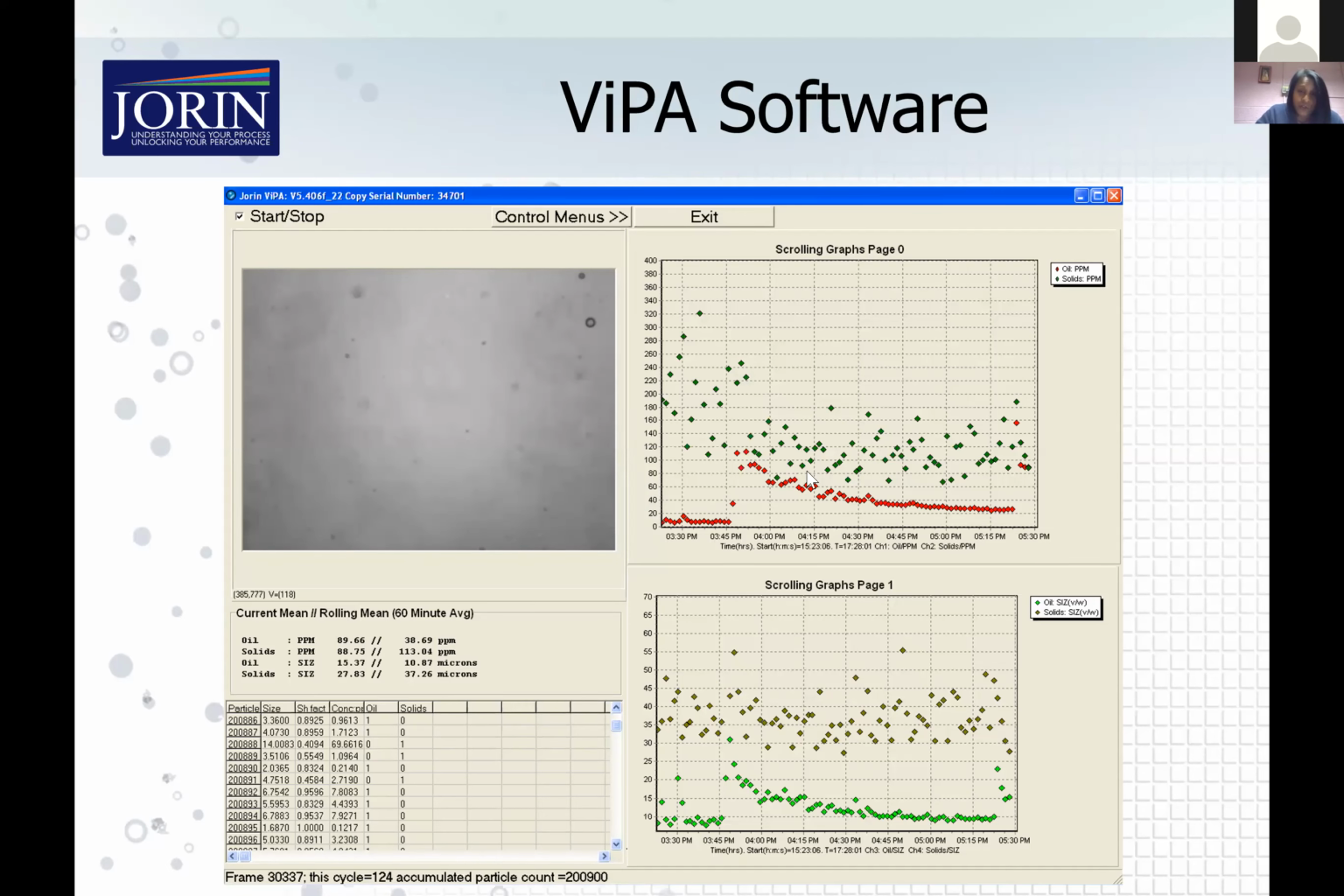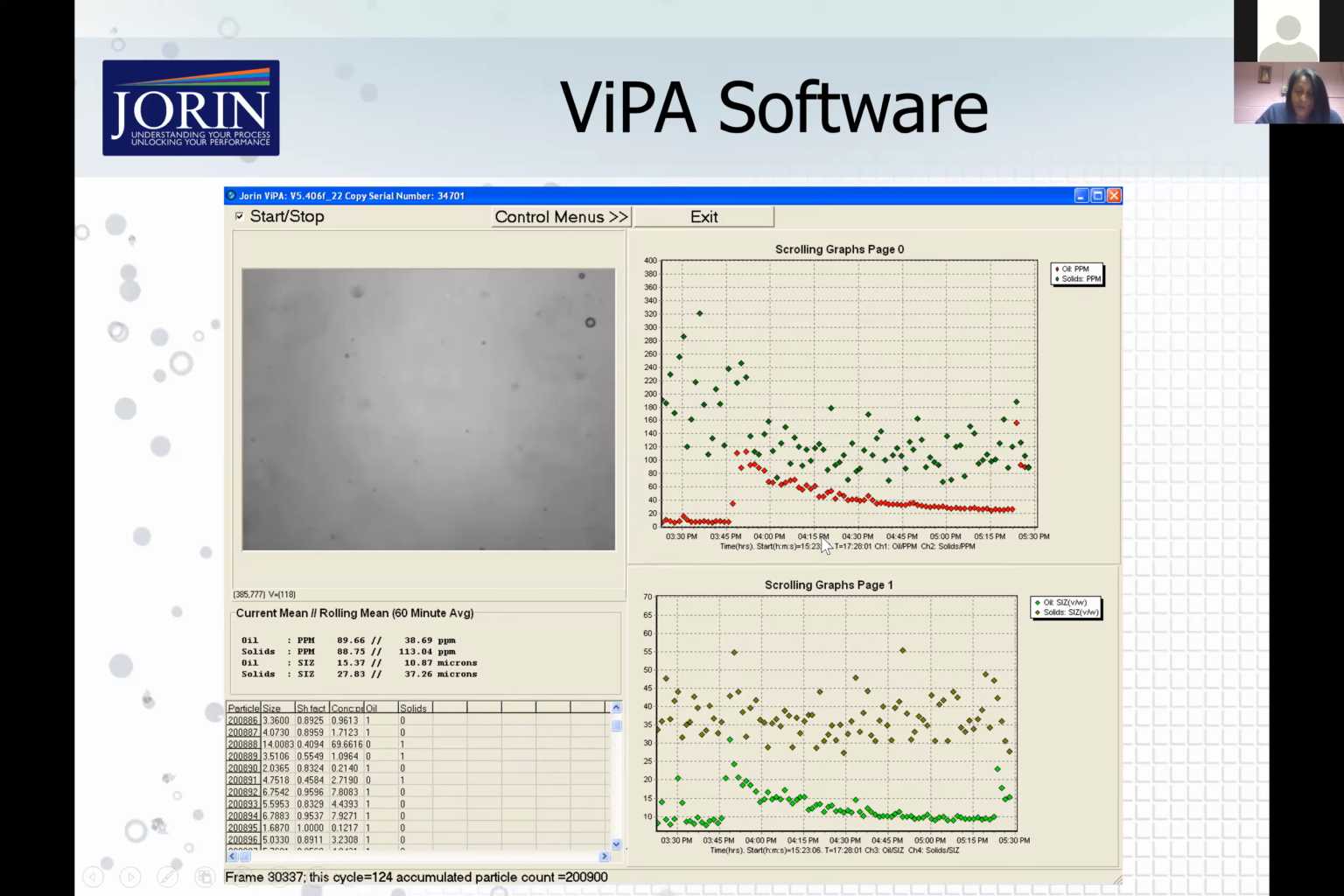We will actually show you this running when we go out to the workshop, but this is a still screenshot of what our ViPA software would look like if it was running. You always get your live video screen on the top left here. You can change all the graphs. The user has the ability to plot whatever graphs they ultimately like, depending on what they are most interested in. But typically, if you're looking at produced water, what we tend to plot is oil and solids concentration. So that's what this graph is.